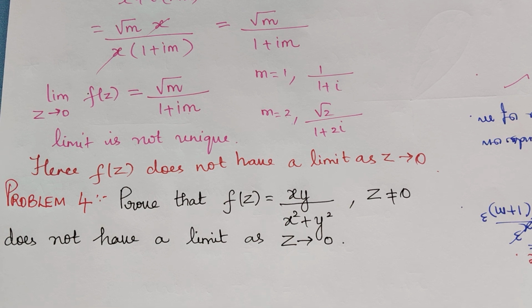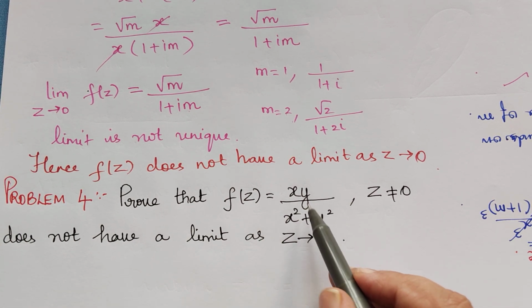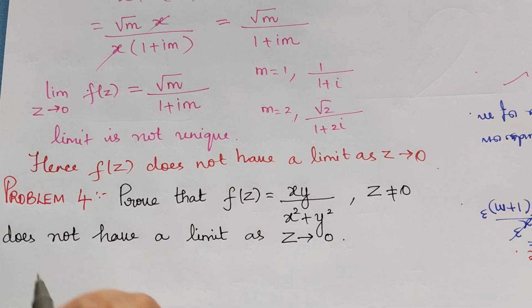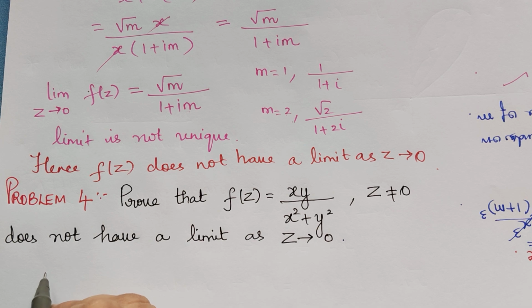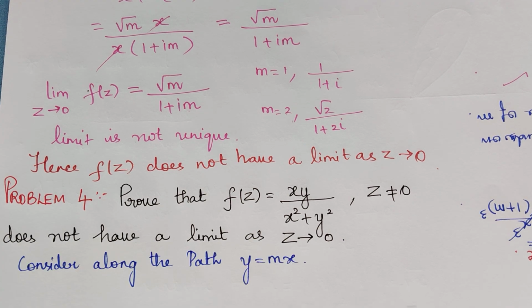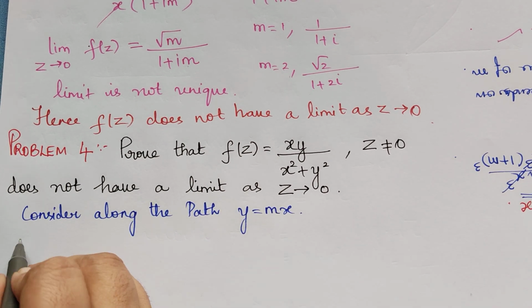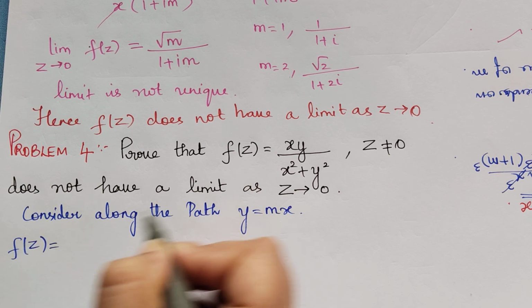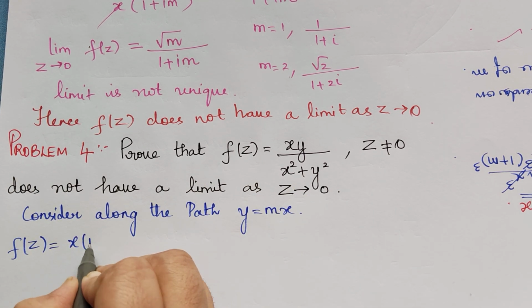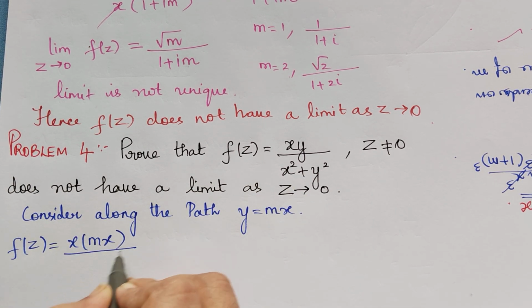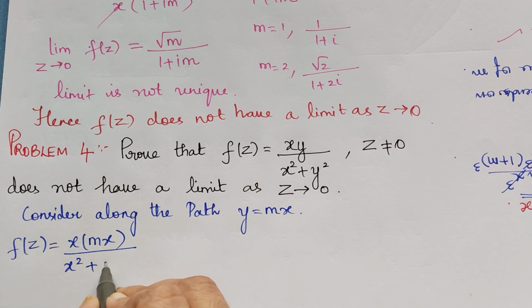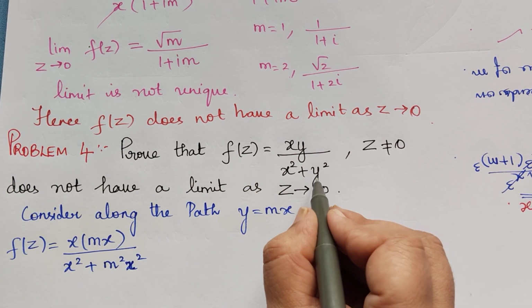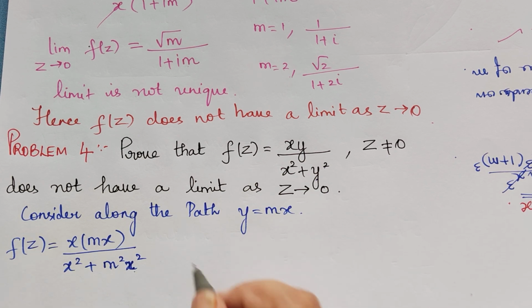Now here we have the next problem where f of z equals xy by x square plus y square. Now we will consider the path y equal to mx. So what will happen? We have to put y equal to mx over here. So x multiplied with mx divided by x square plus m square x square, because y is equal to mx, so y square will be m square x square.